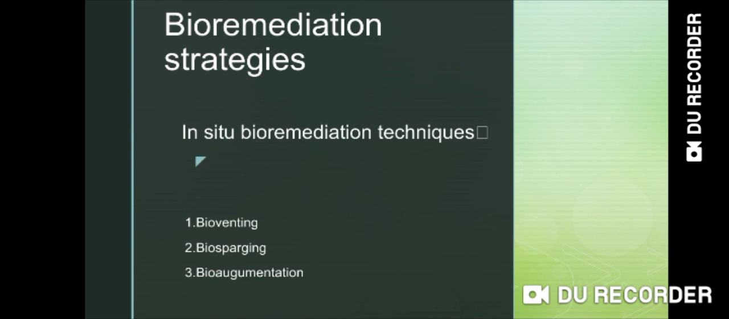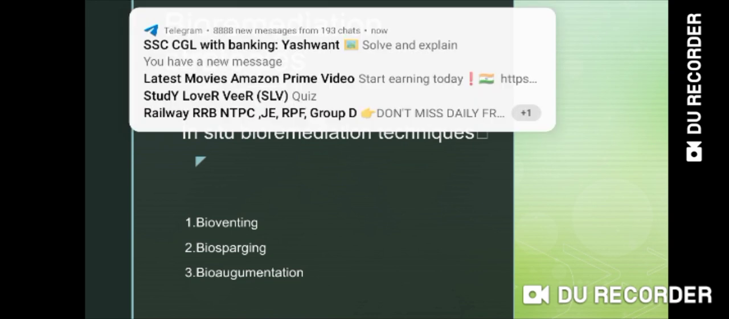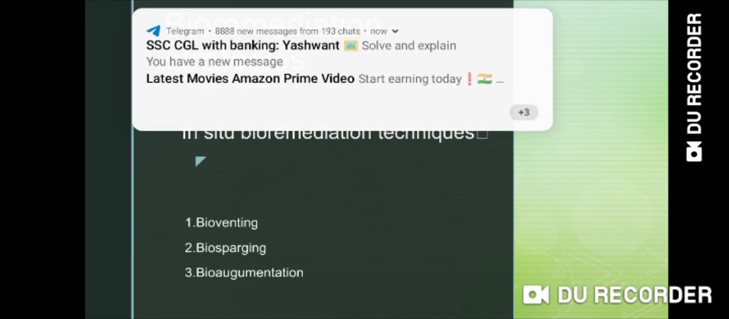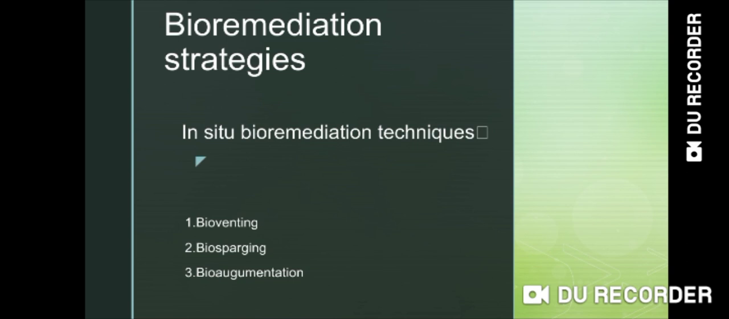First is the in situ bioremediation technique and second is the ex situ bioremediation technique. In this lecture, we will study the in situ bioremediation technique. In situ means where the soil is contaminated, the bacteria and the fungi will be brought there, or they can be indigenous to the site, but the contaminated soil will not be taken away from that area.